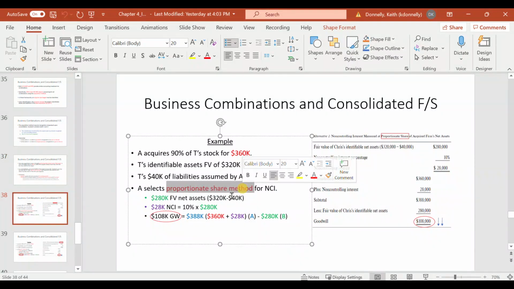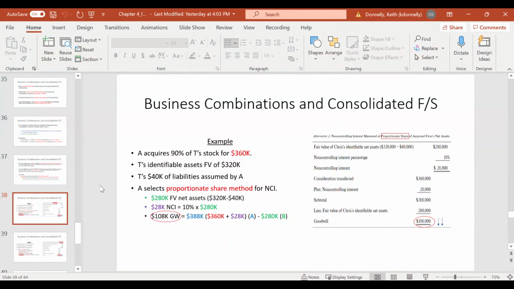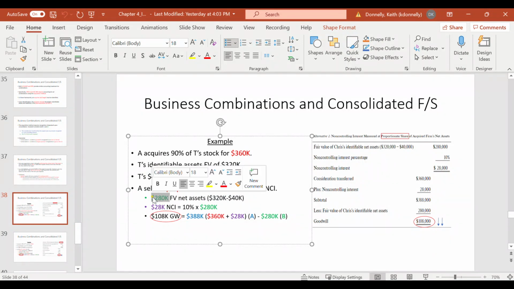So in this example, they're using the proportionate share method. Let's say A acquires 90% of T stock for 360 grand. The target has assets with a fair value of 320 and liabilities of 40. As we've indicated, we're doing the proportionate share method for the NCI. So the first thing we're going to do here is say what is the fair value of the net assets we've received. We got 320 in assets minus 40 in liabilities, so the net amount of that is 280. We bought 90% of the business, which means the non-controlling owner or owners own 10%.